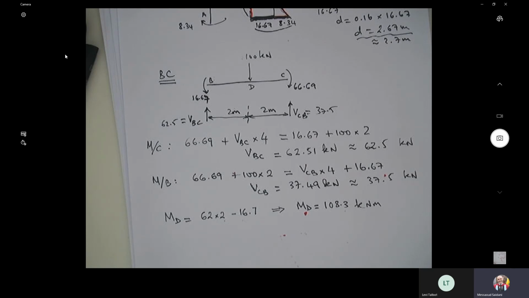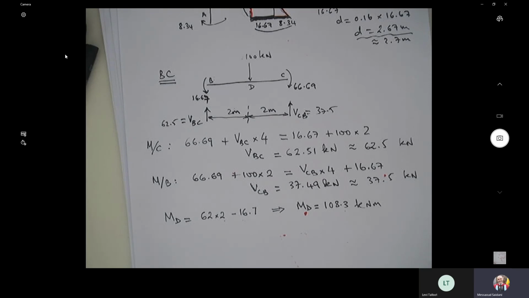If you take it from the right, it's 37.5 times 2 minus 66.69. It gives me 8.3. And from the right, 62.5 times 2 minus 16.7. Why do they cut through the section? So one of the answers should be negative in order to get the answer.